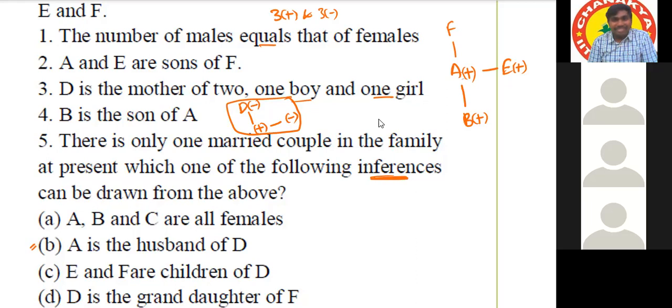We cannot make D the wife of E. Why? Because then there will be 7 people. Then we cannot make D the wife of B also. There will be 7 people. Already 4 people and 3 more people, so 7 people will be there again.